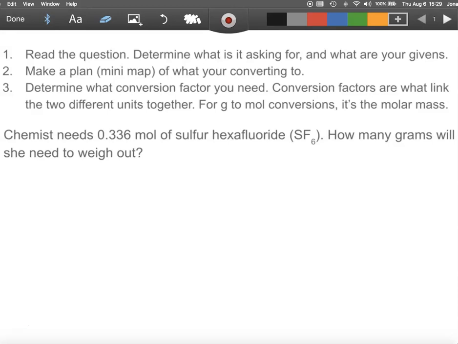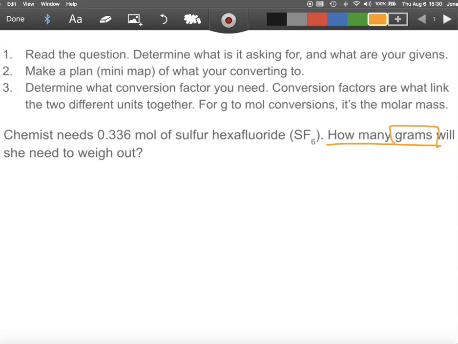My final answer. It's always a good idea to look for the question portion of the question, or the words that indicate a question is being asked, like how many or what is needed, and things along those lines. Looking back at this question, I'm seeing how many grams will she need to weigh out. That how many grams tells me that my final answer needs to be in grams. I am converting into grams.